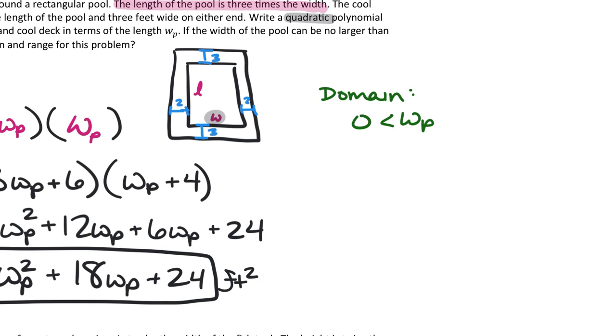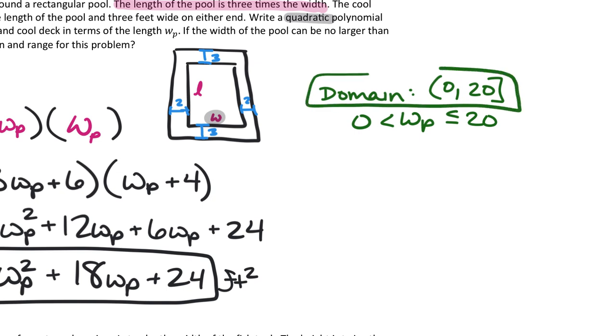And then the problem has a restriction for me. What's the largest the width of the pool can be? Read the last sentence. 20. So the largest it can be is 20. Notice I switched to using less than or equal to because it can be 20. Which means the domain for this function is from 0, it should be a parenthesis, to 20. Great, we found the domain.